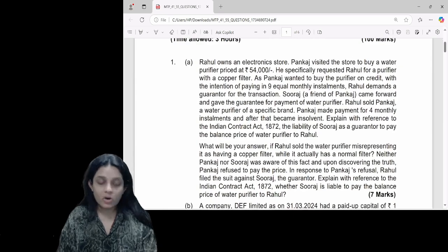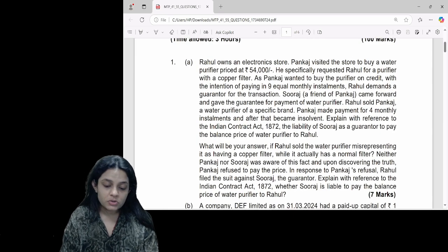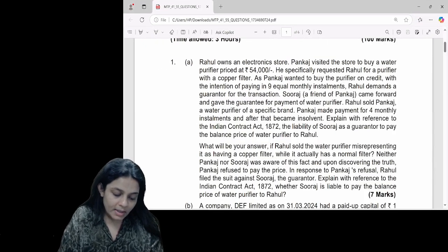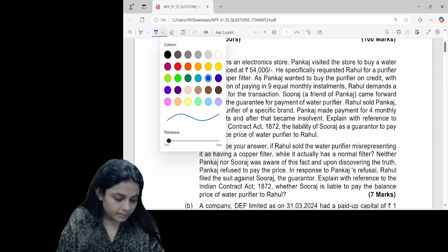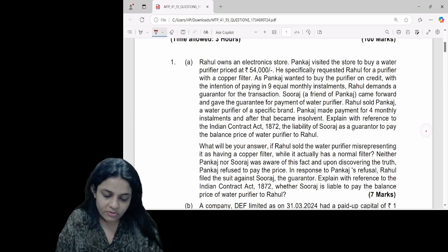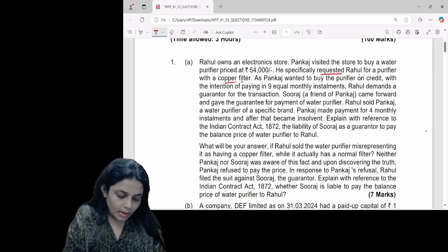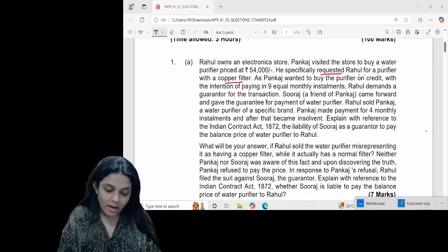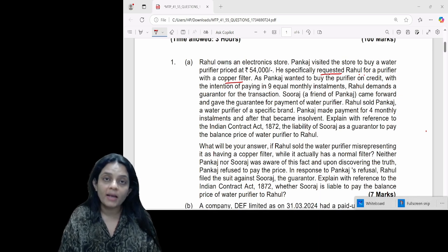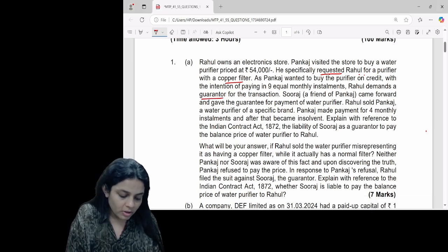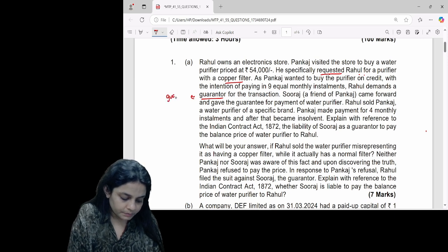Ram owns an electronics store. Pankaj visited the store to buy a water purifier priced at 54,000. He specifically requested Rahul for a purifier with a copper filter. As Pankaj wanted to buy the purifier on credit with the intention of paying in 9 equal monthly installments, Rahul demands a guarantor for the transaction. So we are talking about a guarantee here.